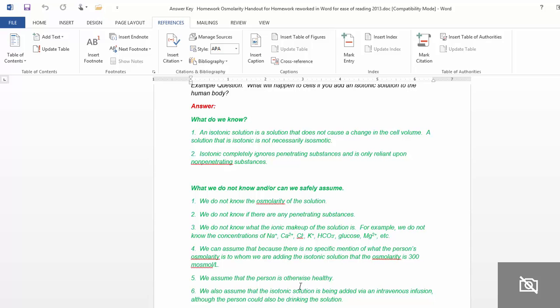We assume that the person is otherwise healthy, meaning the cells, and we'll get to why in a second. We also assume that the isotonic solution is being added via an intravenous infusion. So this is a human physiology course, so I'm going to try to keep things as clinical as we can. It makes it more interesting, right? There's two ways to get these solutions into your body. One is you can eat it, drink it. The other one is to do what you would do as a clinician. You put it in via IV catheter. That's how they do it in the hospital, so that's how you're going to do it in this class.